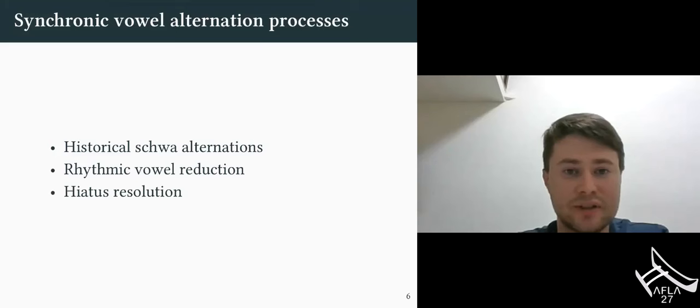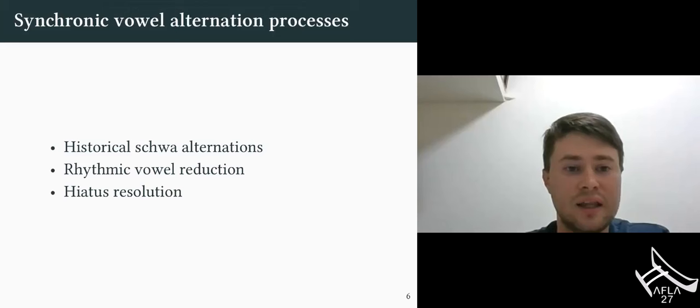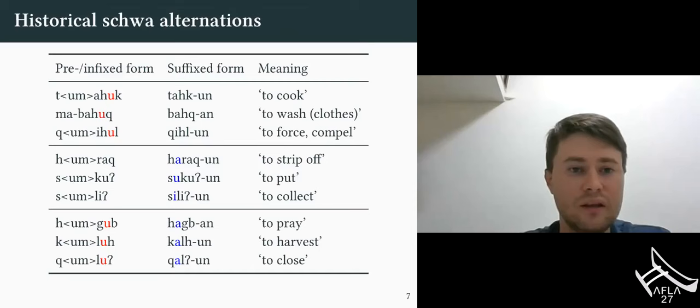We'll talk about mainly three types of vowel alternations here. We have the alternations of historical schwa, mostly in the final syllable, but also in the penult. There's also rhythmic vowel reduction and hiatus resolution. The historical schwa alternations are alternations of a vowel that historically has been a schwa sometime in the past. In some cases, as close as proto-Atayal, but for the final syllable, a bit earlier than that.